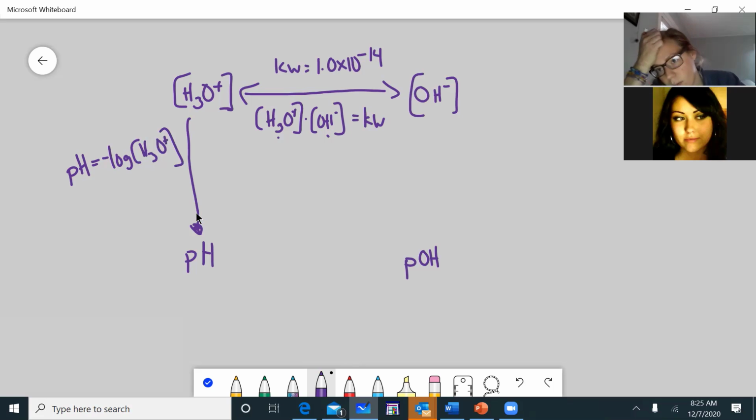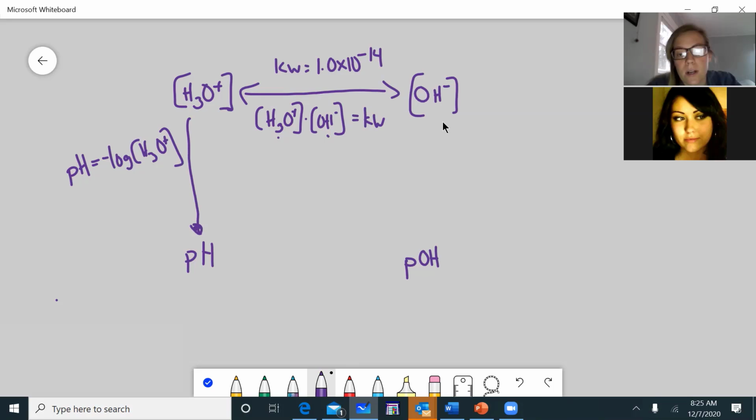If you're wondering what log is, it's a function on your calculator. Log is like the opposite of 10 to the. You know how multiplication is the opposite of division, addition is the opposite of subtraction. Well, when you say 10 to the third power, the opposite of that, or to undo that, would be the log value. So you need to make sure that you plug into the calculator negative log, and then the H3O concentration.